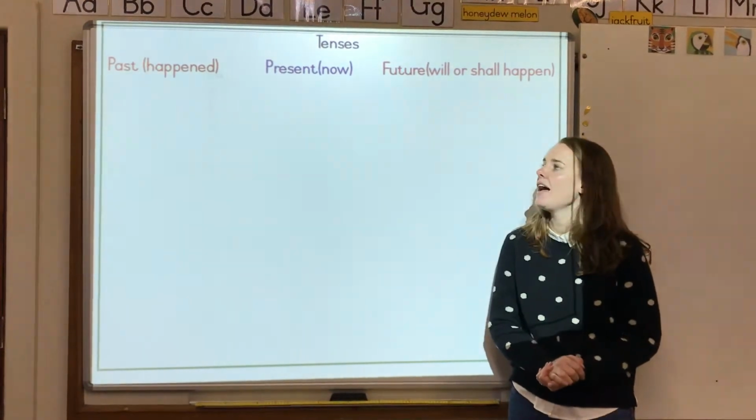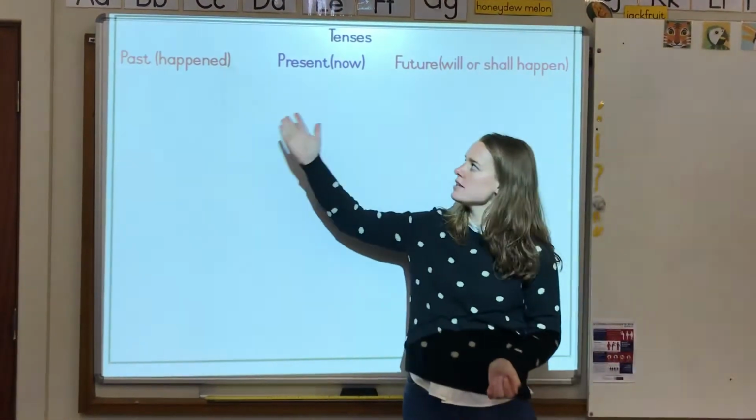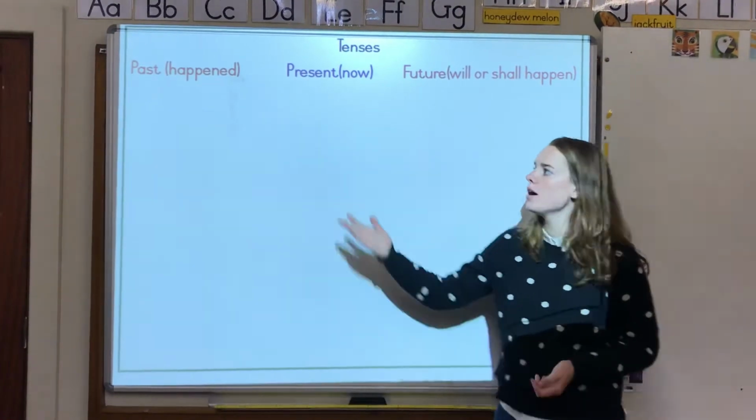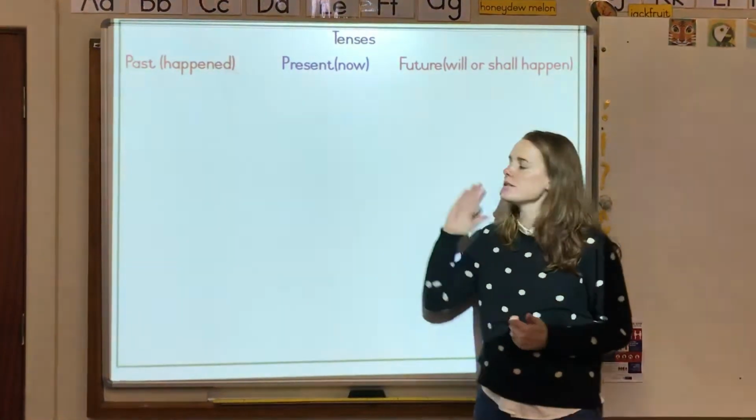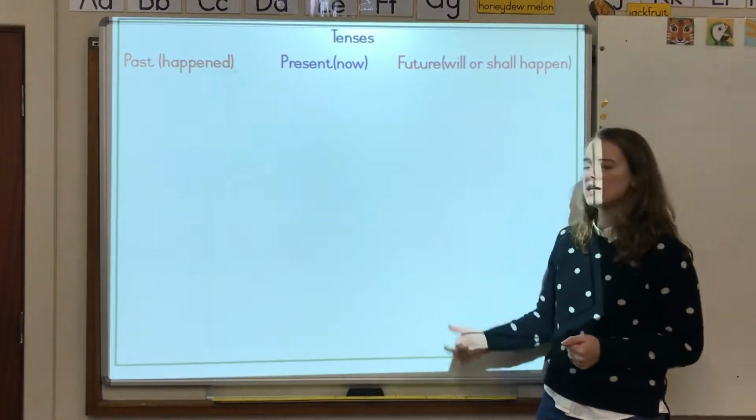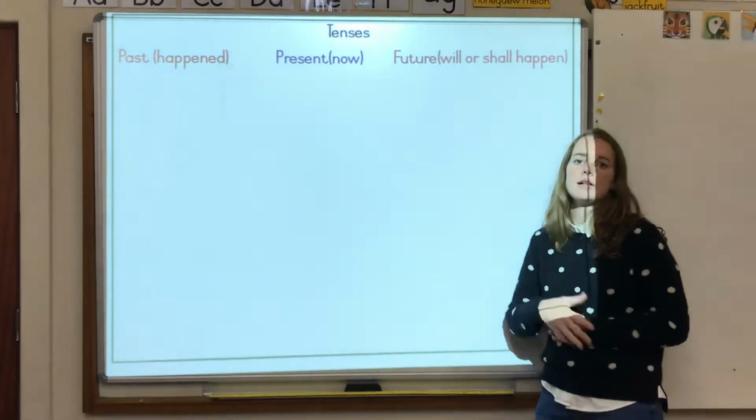Good morning, grade 3s. Today we're going to be talking about the different tenses that we need to know in grade 3. And they are past tense, present tense, and future tense. Past means it's happened already. Present is what's happening now. And future tense either shall or will still happen.